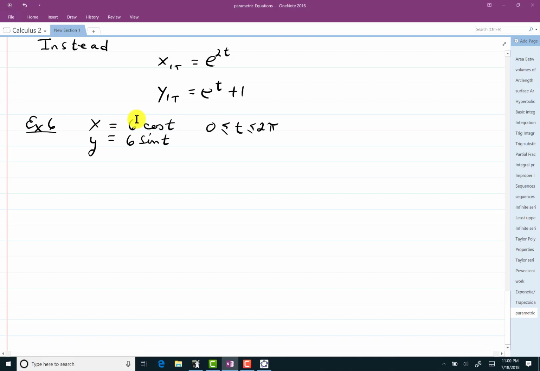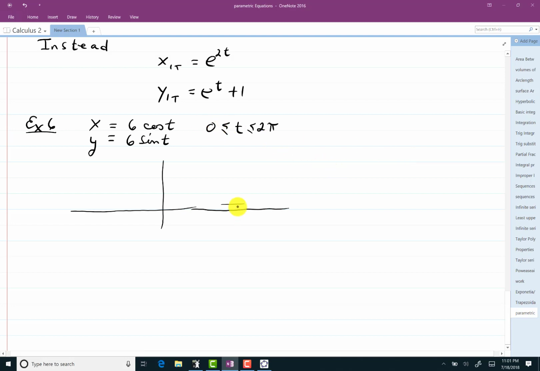When t is 0, 6 cosine of 0 will be 6 for x, but y will be 0. So when you go and graph it, here's what will happen. It's not a bad idea to graph these the old-fashioned way. Make yourself a chart where you have t values and then you have the x, y values. You might find it useful.